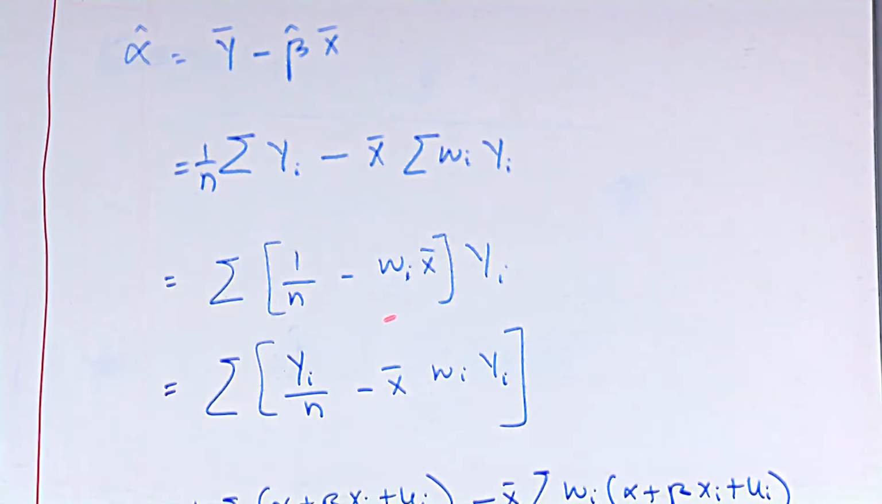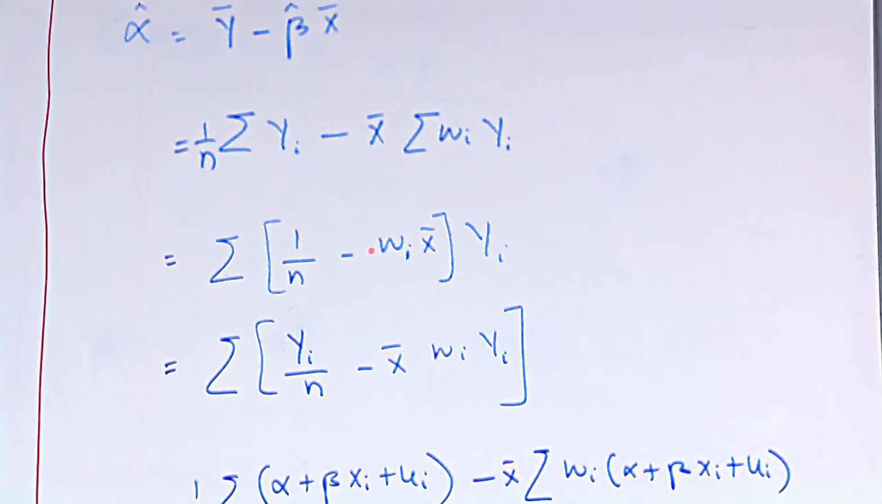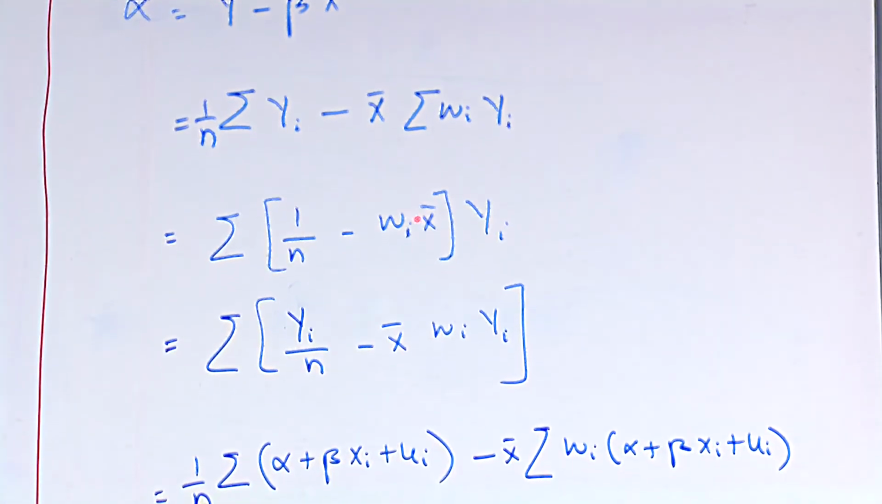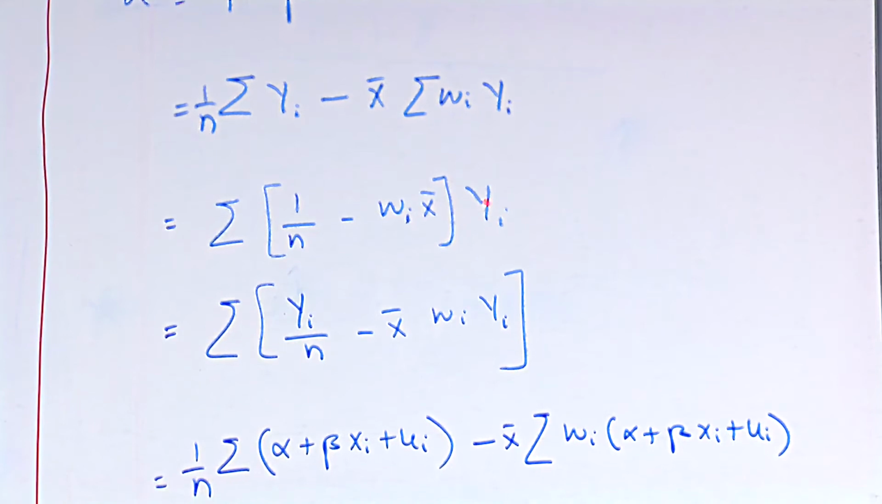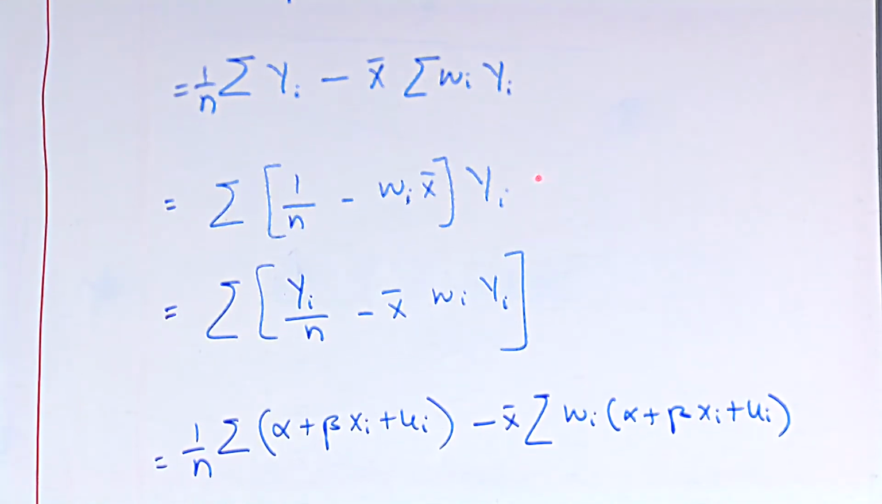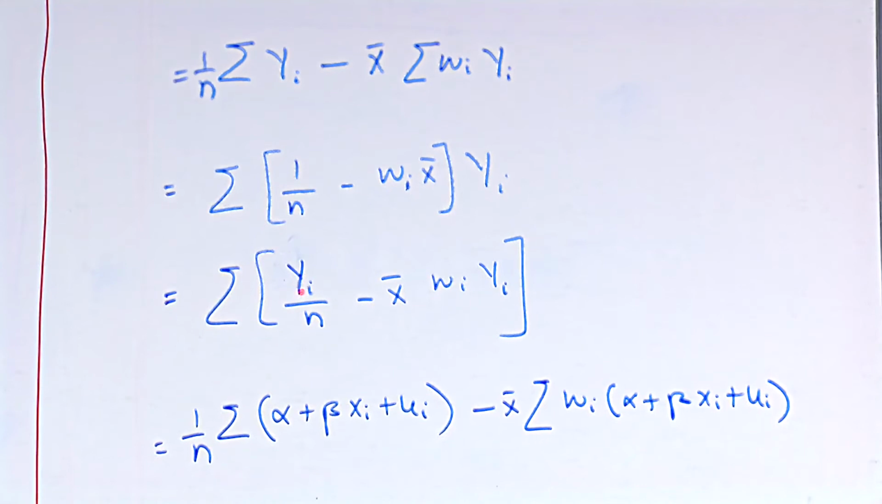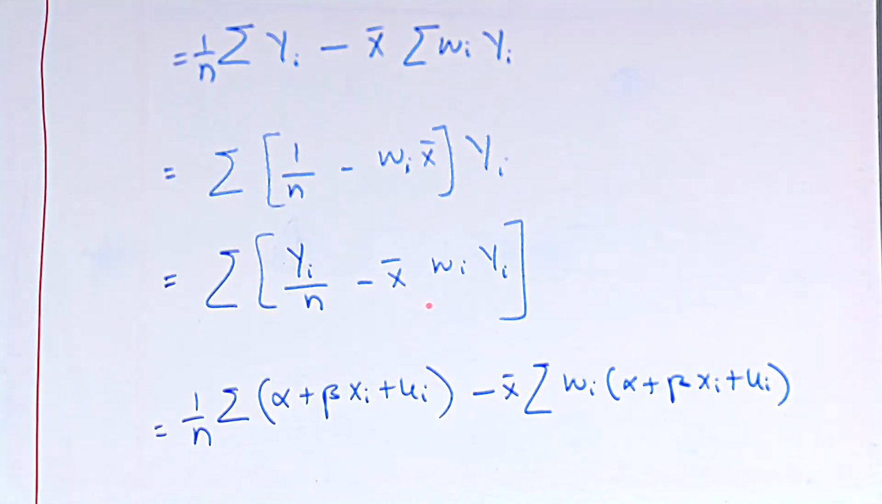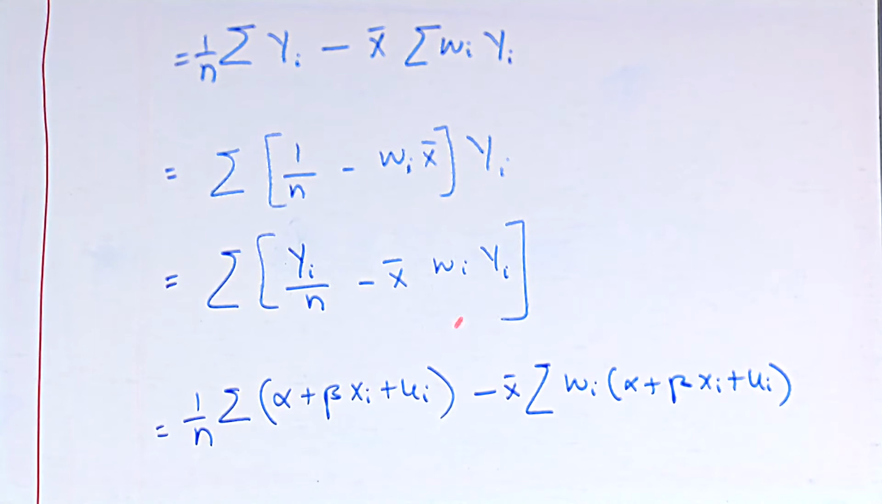Now let us reduce this into this form, 1 by n. Actually, we may take Yi commonly outside and we get the other terms like this: 1 by n minus sigma Wi x bar into Yi. So if you multiply Yi, we get Yi by n minus x bar Wi Yi.